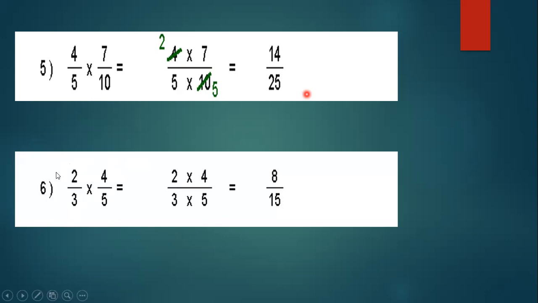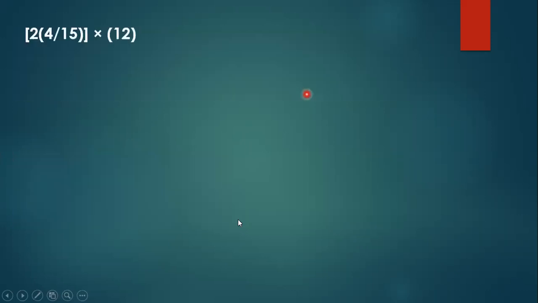The next question is 2 by 3 multiplied by 4 by 5. 2 and 4, we can't cancel them. Nothing could be cancelled out. We'll simply write 2 multiplied by 4, 8. 3 multiplied by 5, 15.